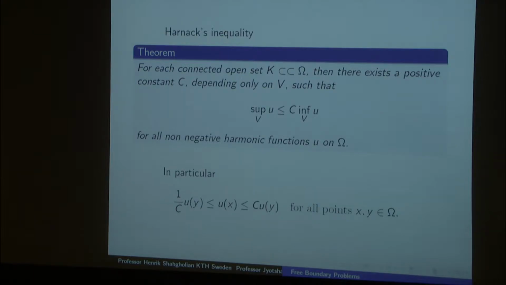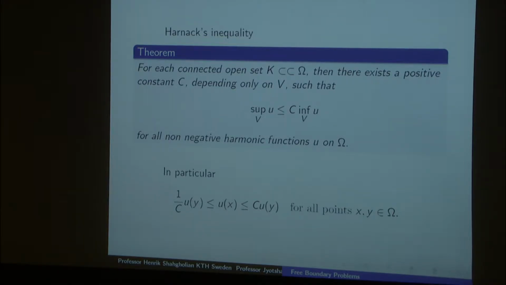There is a constant C which depends only on... I think there is a mistake, that V should be K. Okay? So depending only on K, on the set, such that the supremum of u over K is less than or equal to some C times the infimum of u over K. Okay? So for all non-negative harmonic functions u on V.